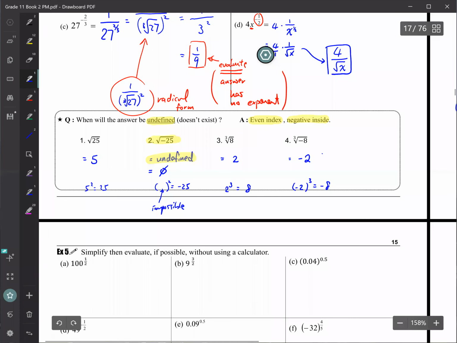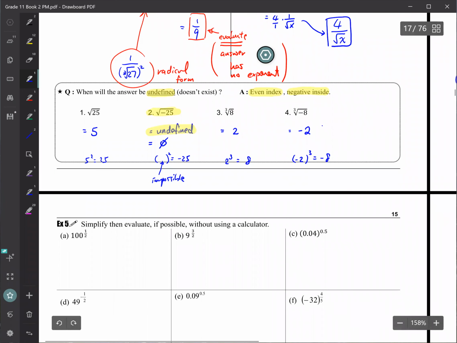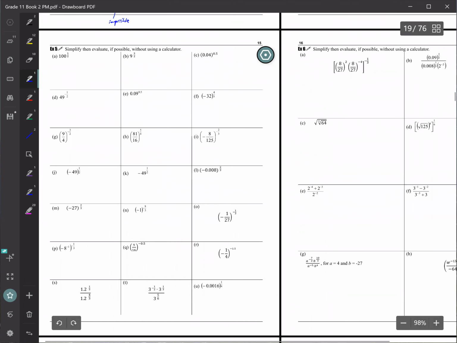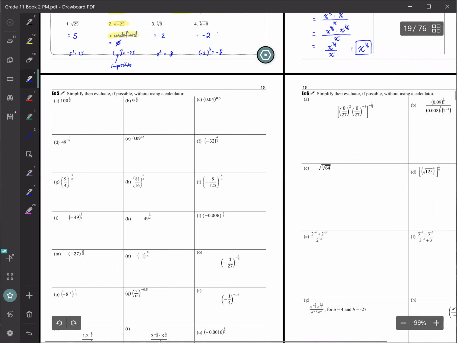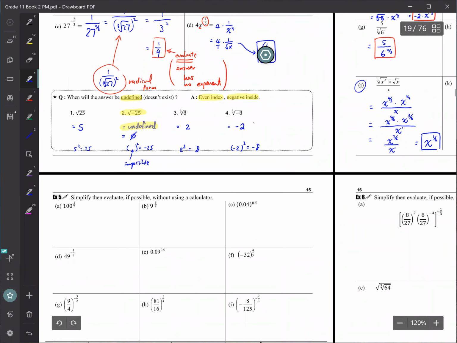So because we are going to evaluate values, evaluate each of the questions below, some of the questions will have undefined as your answer. Okay, so I'm going to go through the left column. We're going to page 15 now. But before we move on, can you show me hands if you understand how to check if it's undefined or not? If you understand when it will be undefined, raise your hand.